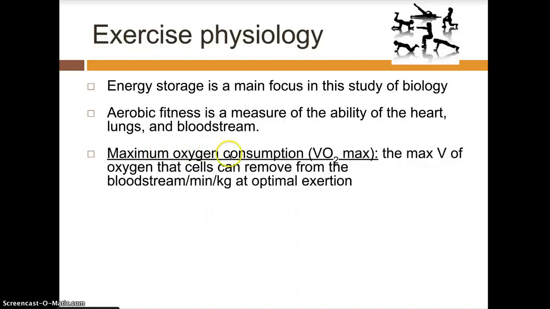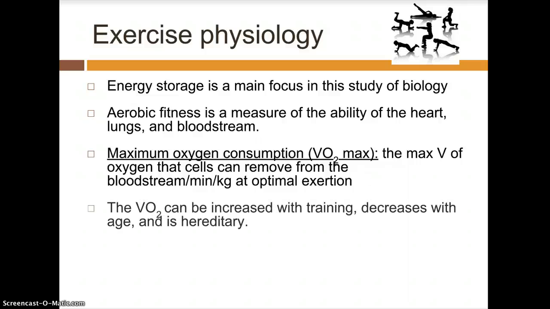So your maximum oxygen consumption, or VO2 max, is the maximum volume of oxygen that cells can remove from the bloodstream at optimal exertion. So this is basically how efficient your body is at taking oxygen from your blood and using it in your muscle cells in order to produce this ATP. All right, VO2 can be increased with training and decreases with age, and heredity is a factor.